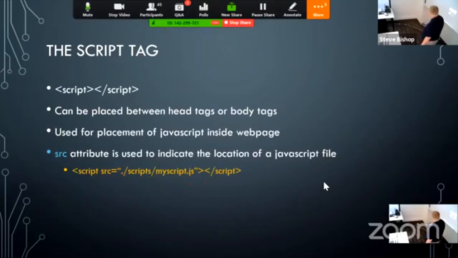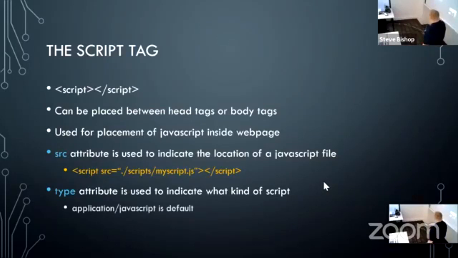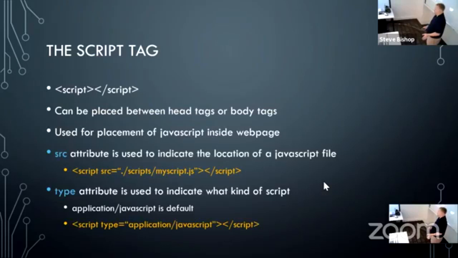that myscript.js file. The type attribute is used to indicate what kind of script, because there are more types of scripts than just JavaScript. Typically application/JavaScript is the default. In fact, it's so much the default that you don't even need to declare the type. Some older developers who've been doing this for a long time will put in the type attribute. It looks something like this: script type equals application/JavaScript. That's just declaring that this is in fact a JavaScript type. It's one extra step you don't need in modern browsers, because most browsers will see the script tag and automatically know you're talking about JavaScript. But I want you to be aware of this, because if you ever come across an HTML file, you might see script type application JavaScript.